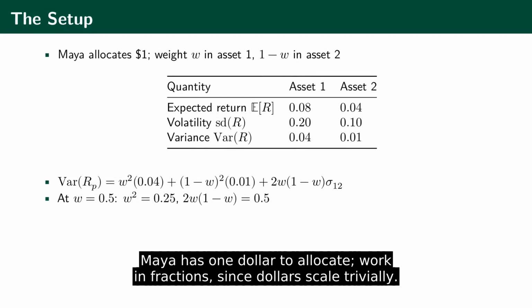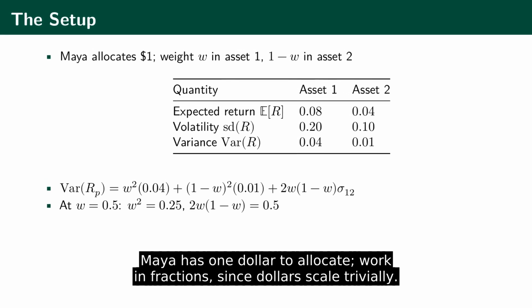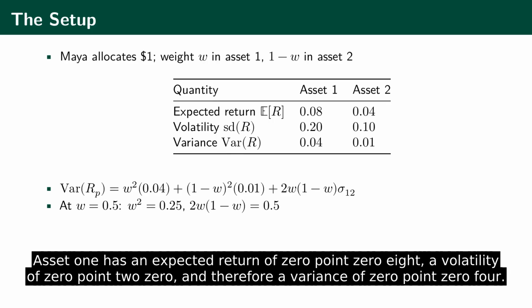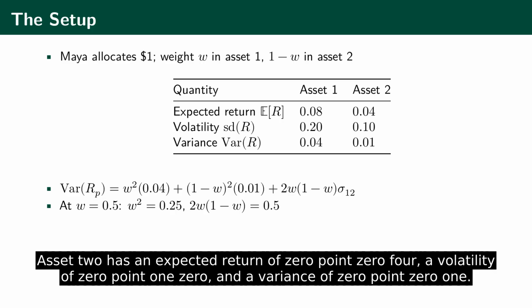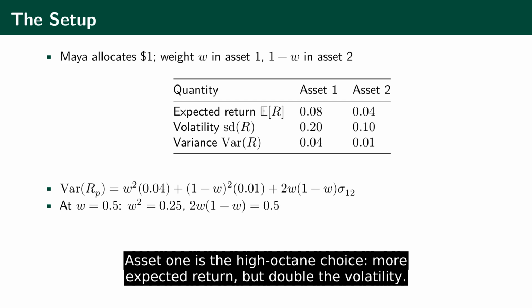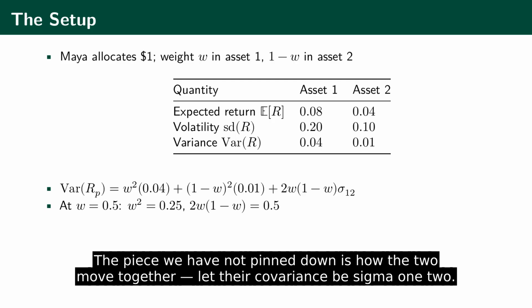Here is the setup. Maya has $1 to allocate, work in fractions, since dollars scale trivially. Asset 1 has an expected return of 0.08, a volatility of 0.20, and therefore a variance of 0.04. Asset 2 has an expected return of 0.04, a volatility of 0.10, and a variance of 0.01. Asset 1 is the high octane choice, more expected return, but double the volatility. The piece we have not pinned down is how the two move together.